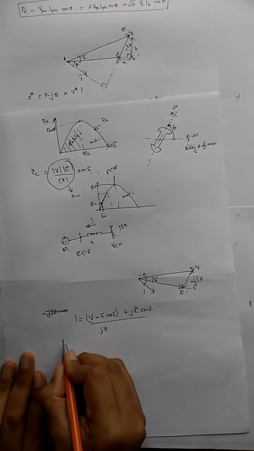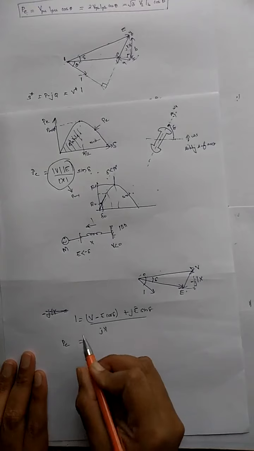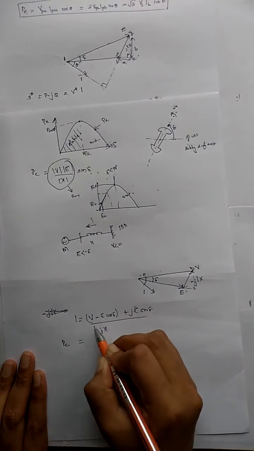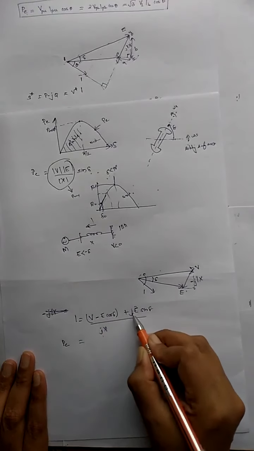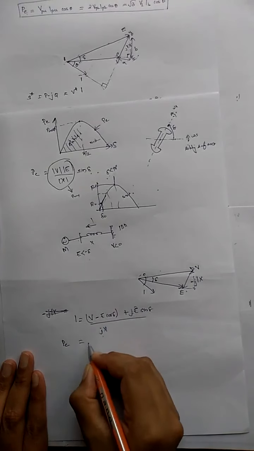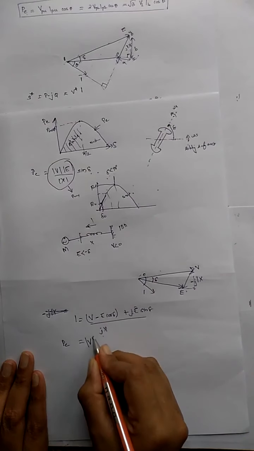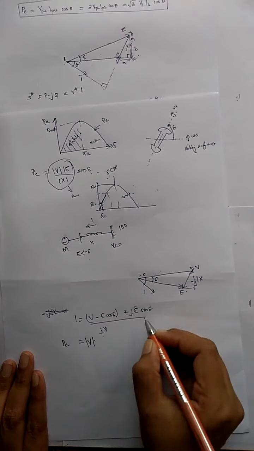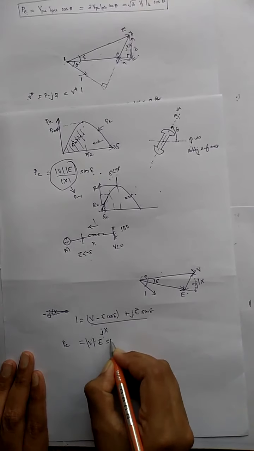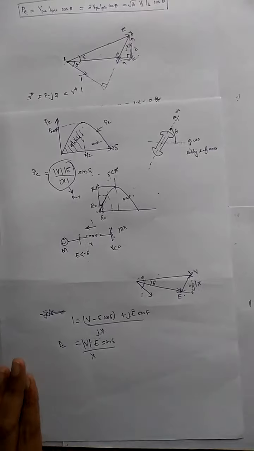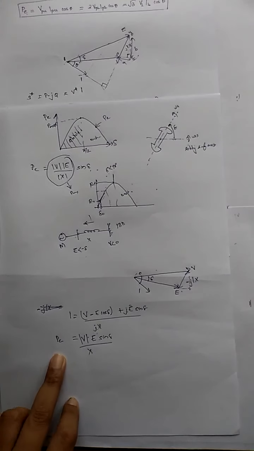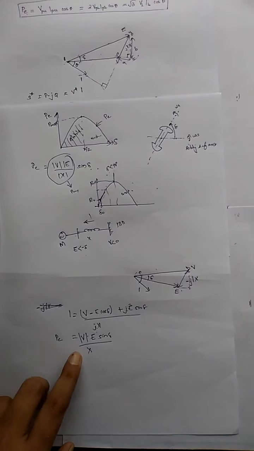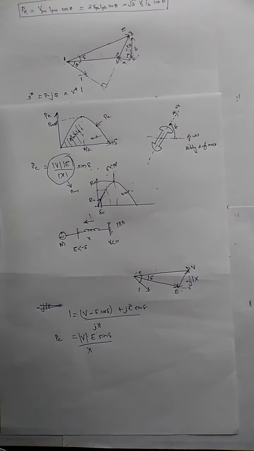If I am taking the real part alone, 1 by j is minus j, and this j and j will cancel. Taking the real part, V conjugate, the magnitude remains the same, into I, so the real part of I will be E sin delta by X. The equation remains the same, that is, active power transfer is equal to sending end voltage into receiving end voltage divided by the reactance, into sin delta.